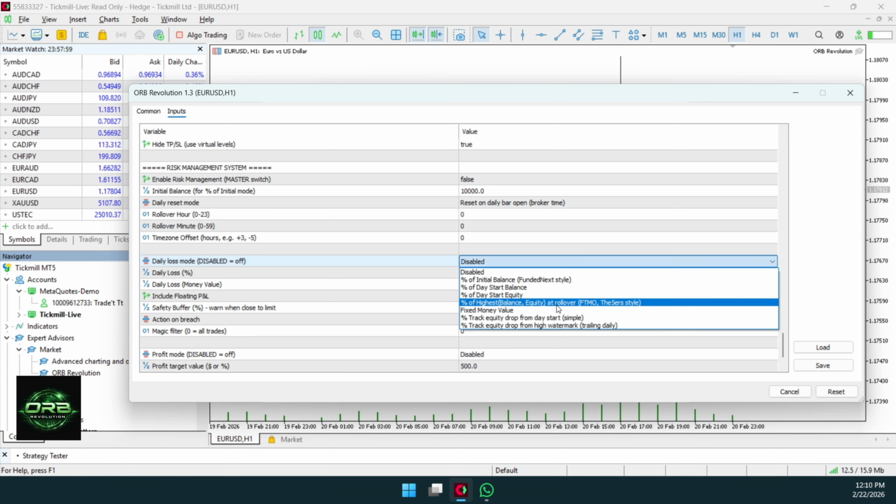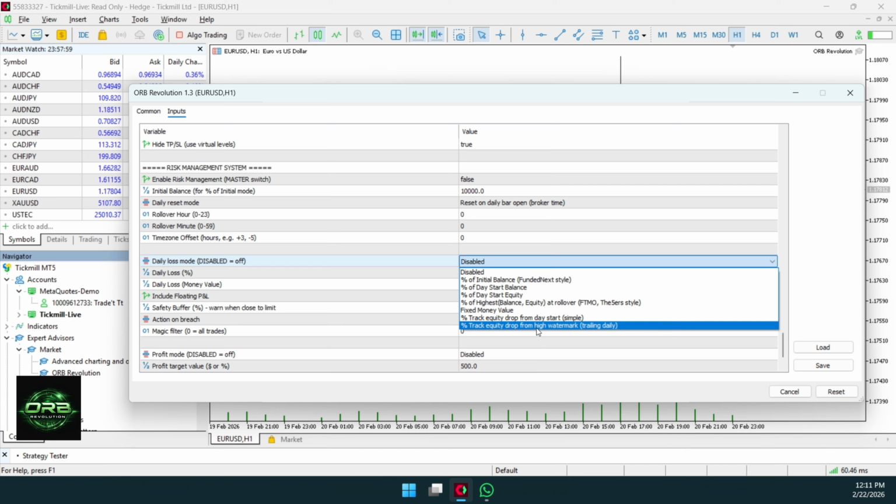FTMO and The5%ers both use the highest balance or equity during rollover. So at a new day, they check your balance and your equity, and depending on the highest value, they take it and count the daily drawdown from it. You can simply choose a fixed money value. Let's say I don't want to lose more than $300 from my account per day. You can track it as a percentage of equity drop from day start, or simply you can use a high watermark.